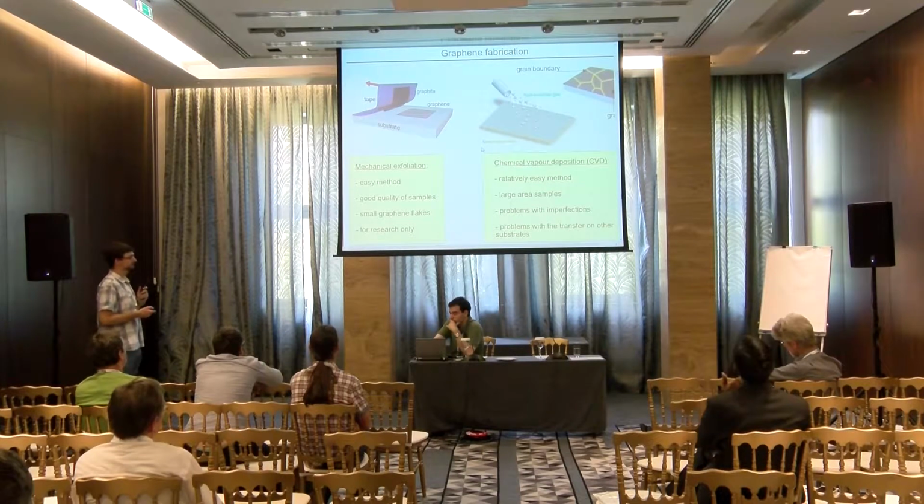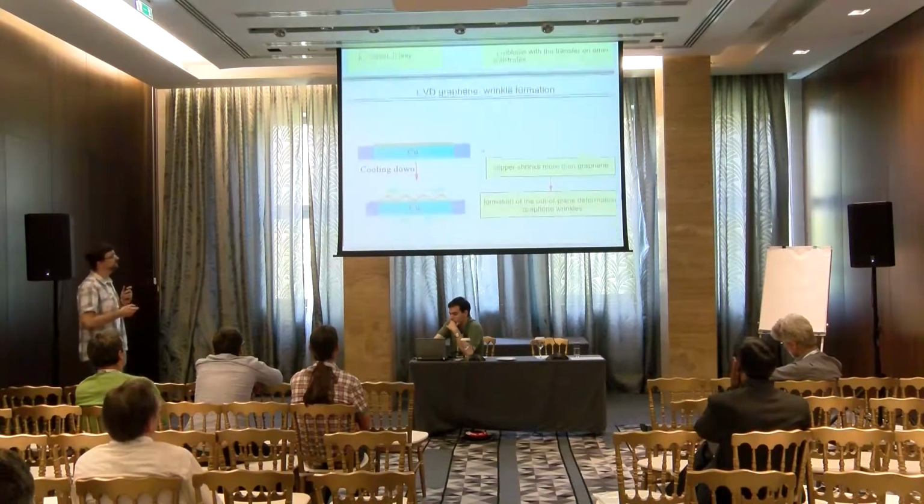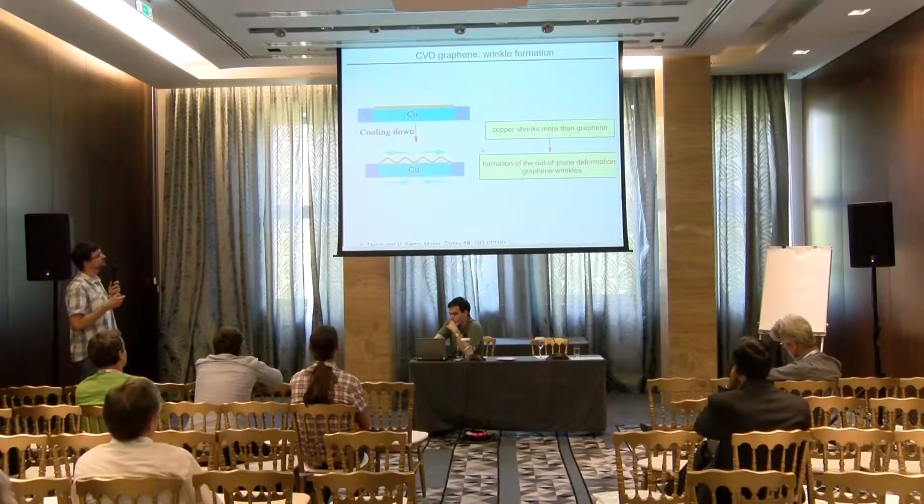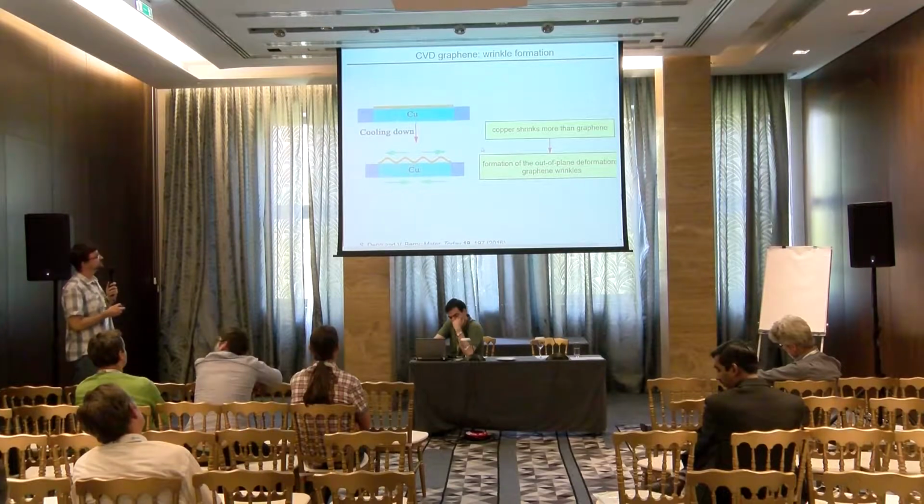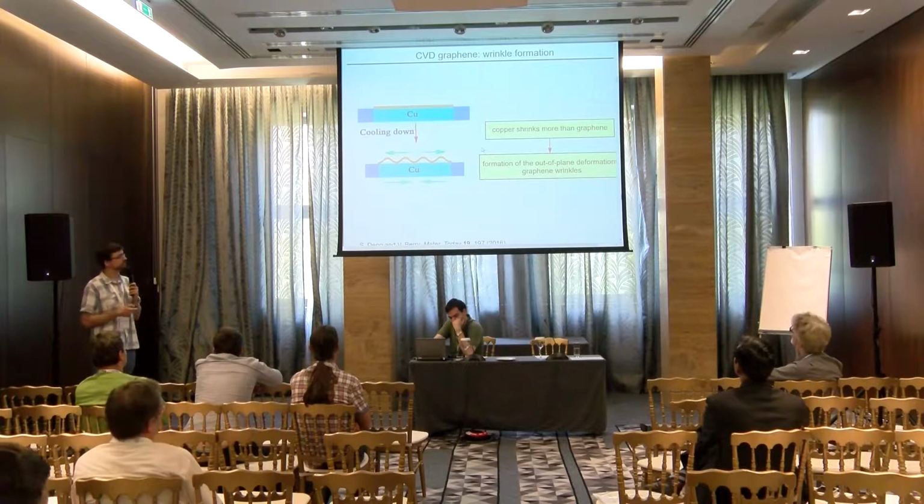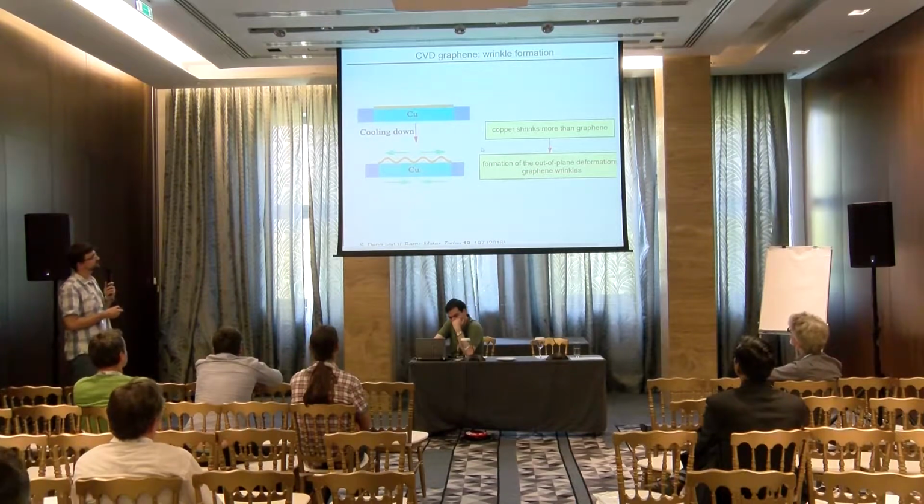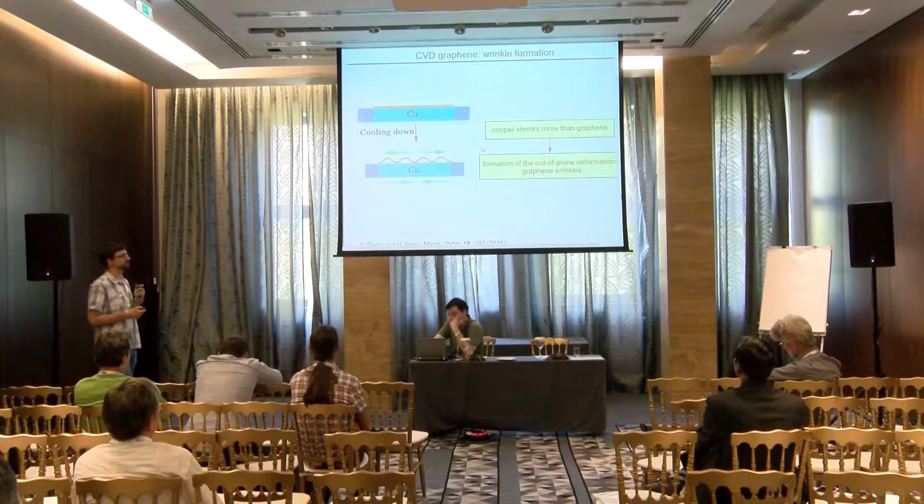Here we are interested in the second type of defects in graphene. These are so-called wrinkles. They appear during fabrication, after the high temperature growth, during the cooling down, because copper and graphene have different thermal expansion coefficients. Copper shrinks more, leaving this network of out-of-plane graphene deformation.